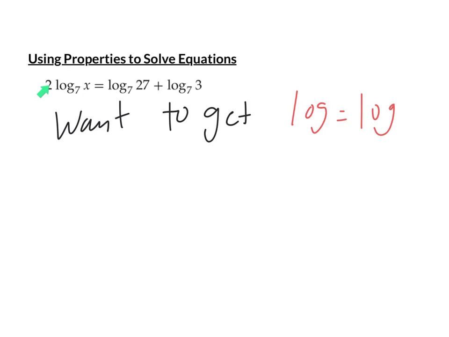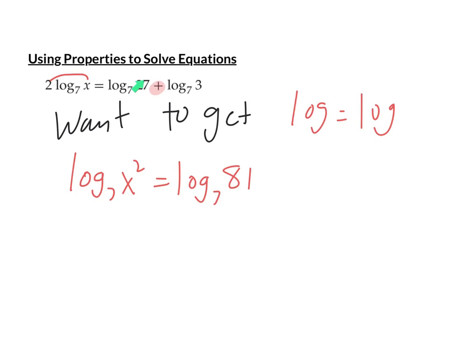Okay, this number in front, when we saw this before, originally, where did it start off? We moved it to the outside in the other problems. So we're just going to move it back in. So that 2 goes back in as a power on x. And over here I have addition, so I can combine those together by using the product property and multiplying 27 times 3. Here's where I'm at. 27 times 3 is 81.